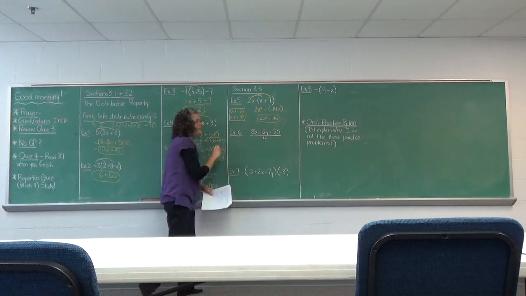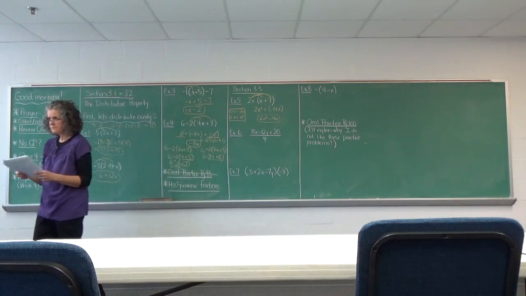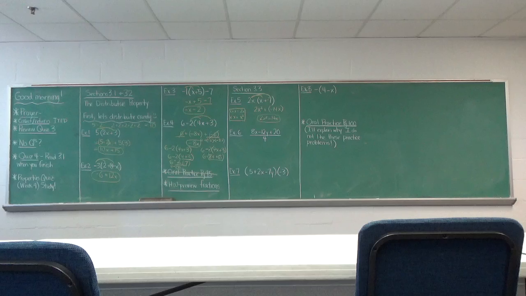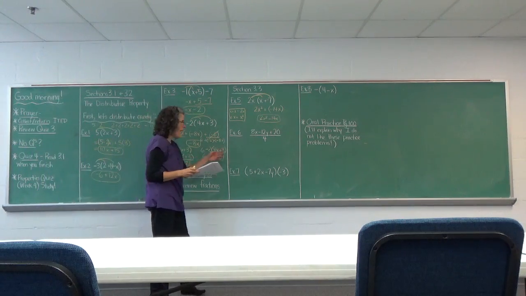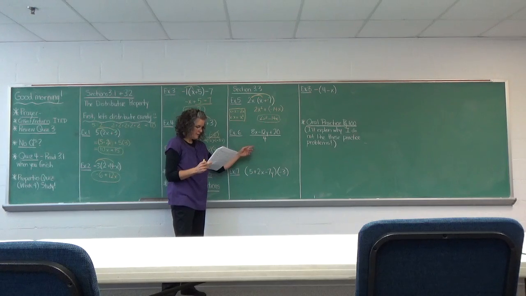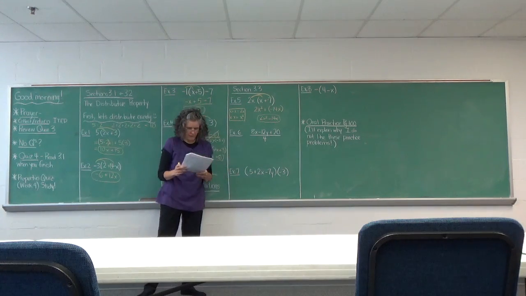All right. Copy down example 6. Including the candy. Well, I expected that one. All right. 8x minus 12y plus 20 divided by 4.